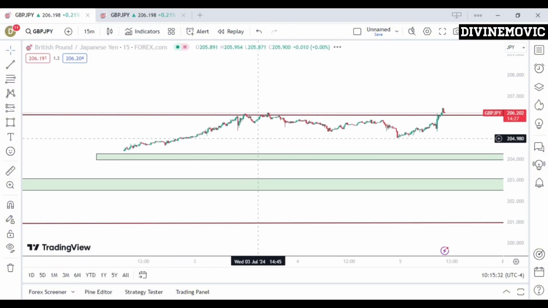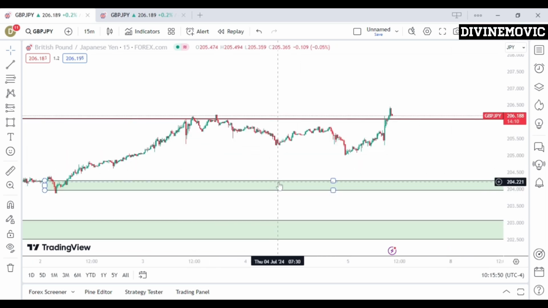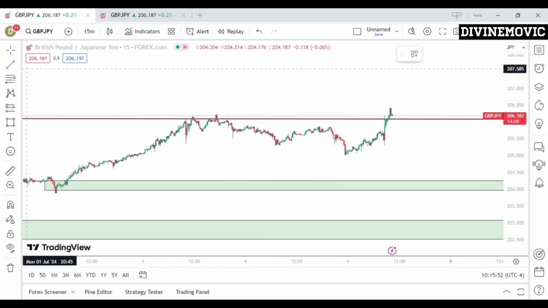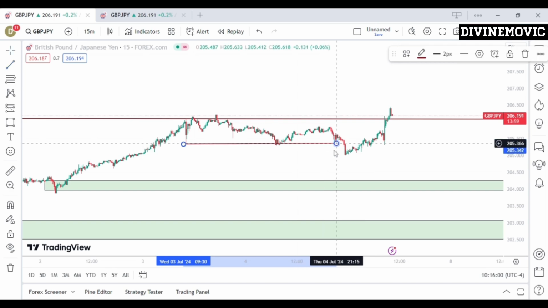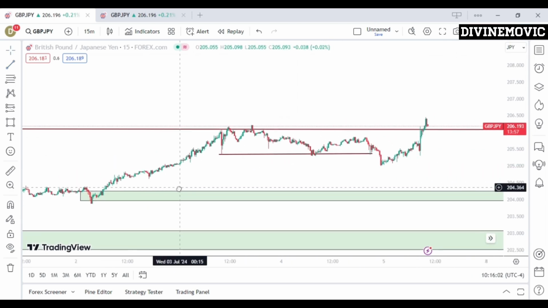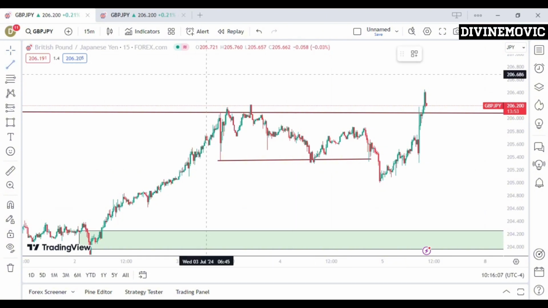I switched to the 15 minutes time frame and I was able to identify that when price gave us this point of interest, price induced liquidity at this point here. Price induced liquidity at this point. And when price also induced liquidity at this point, it as well induced liquidity at this point as well.